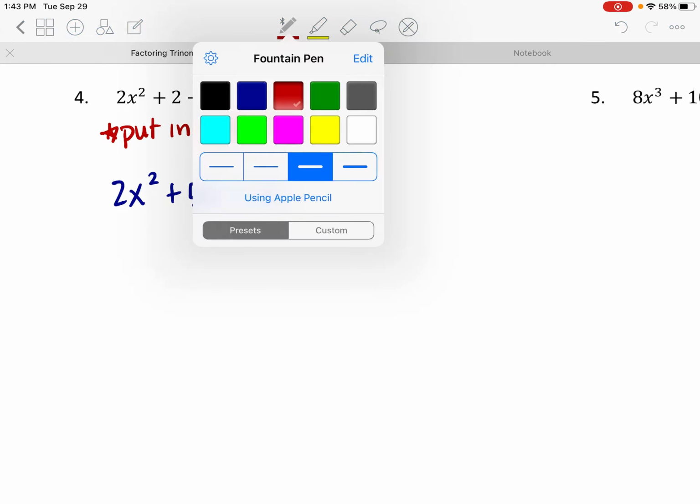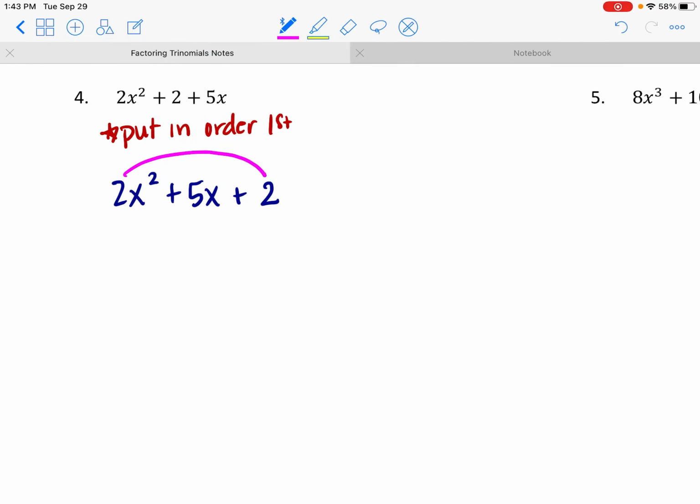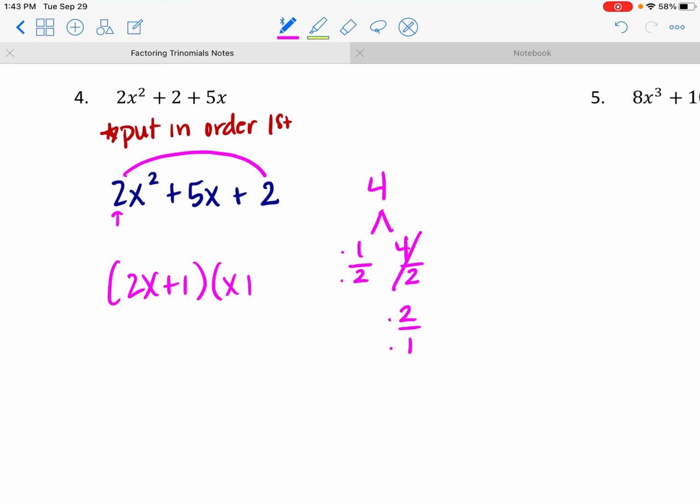Let's change color here. So 2 times 2 is going to make 4, and then factors of 4 are either going to be 1 and 4 or 2 and 2, but this is a positive 4, so I need them to add to 5, and the pair that adds to 5 is the 1 and the 4. So now both of those get divided by 2. 1/2 doesn't reduce, but this does. It becomes a 2 over 1. So 2x plus 1 is a factor, and 1x plus 2 is a factor.